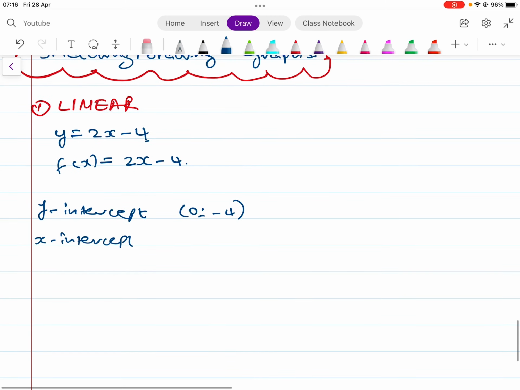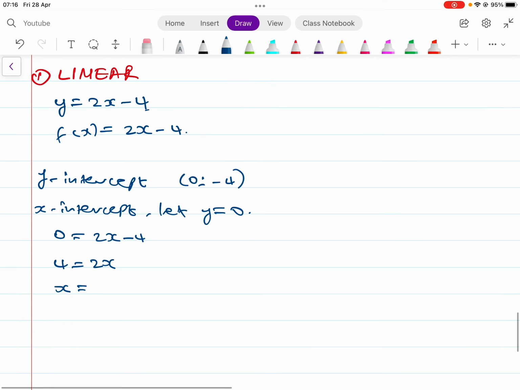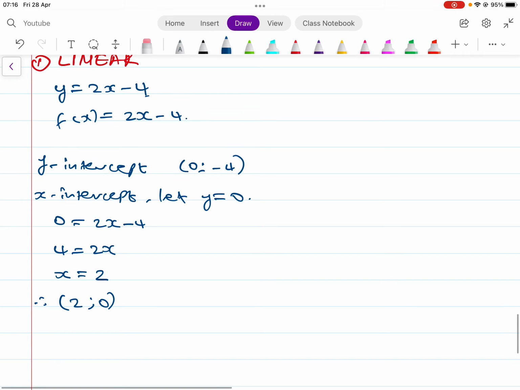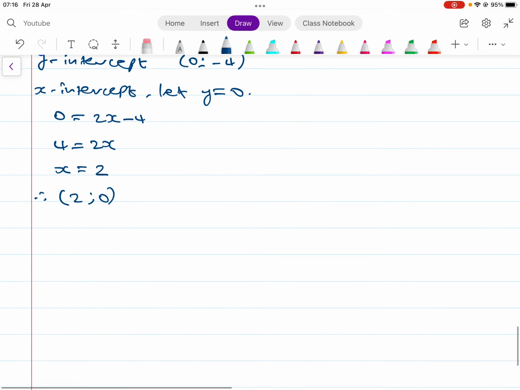you need to let y equal 0. So you say 0 equals 2x minus 4, then 4 equals 2x, therefore x equals 4 divided by 2, which is 2. Therefore the x-intercept is, the y is 0, the x is 2. This is the point. Okay, now you have the 2 points, then you can sketch or draw your graph.